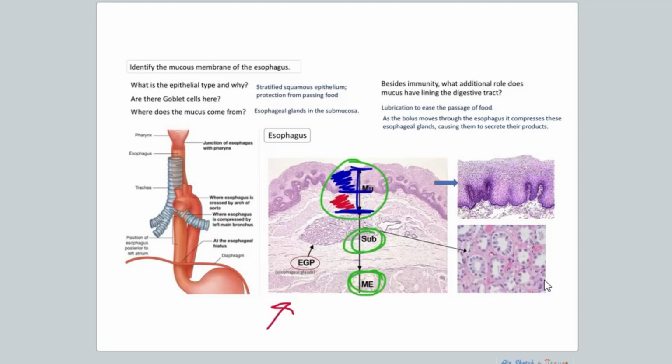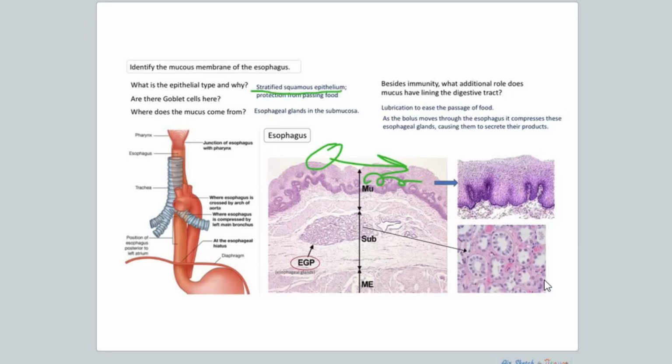Now let's identify this epithelium that we have here. What's this epithelium that's lining the esophagus? That's stratified squamous epithelium. Why do we have stratified squamous epithelium in the esophagus? Well, as food travels down the esophagus, there's going to be a lot of abrasion there. So this stratified squamous epithelium is great for protection. It's protecting these underlying tissues here because there's a lot of abrasion. There can be chemical damage, all sorts of stuff.